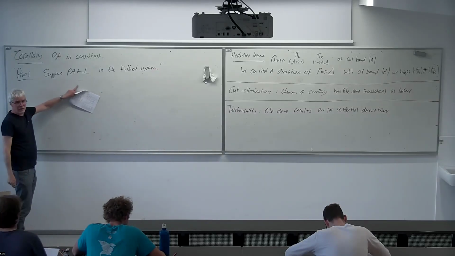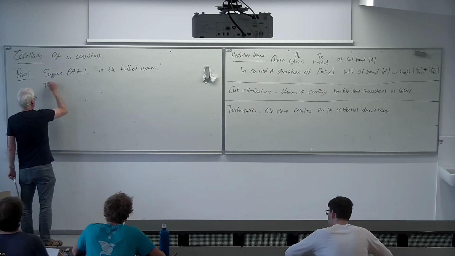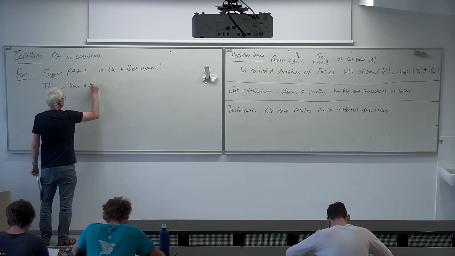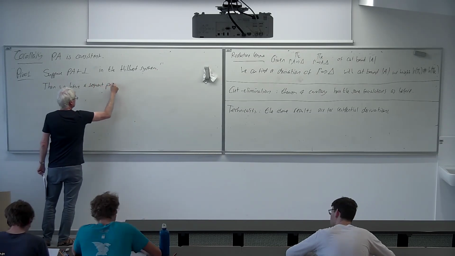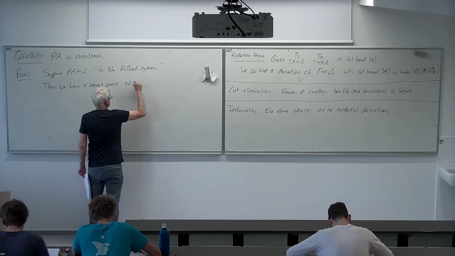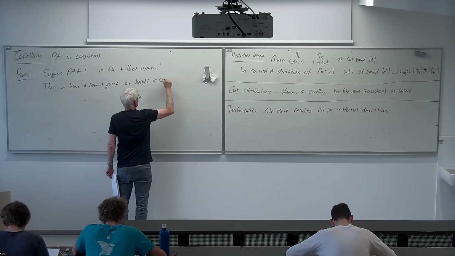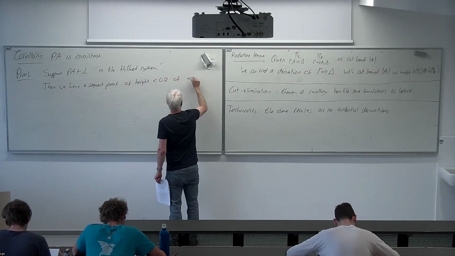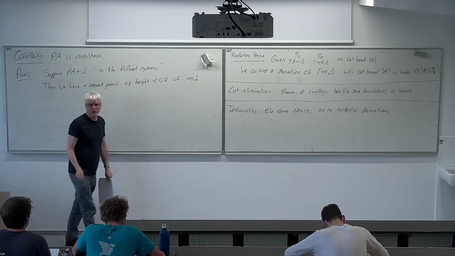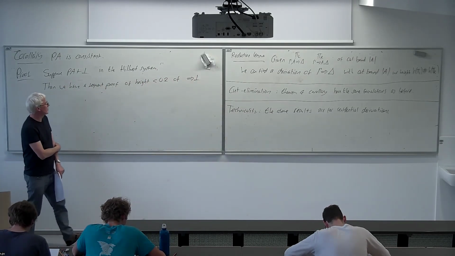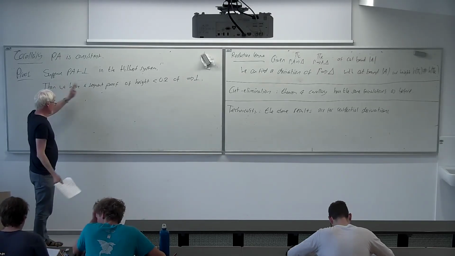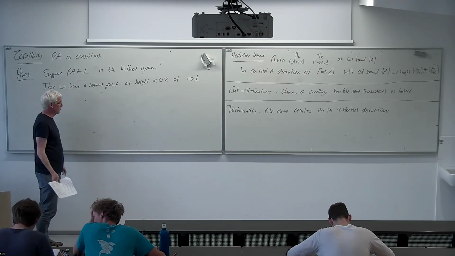Then we have a sequent proof of height less than omega 2 of a sequent that just has false on the right. So that was by our lemma about converting the Hilbert system proofs to sequent proofs.